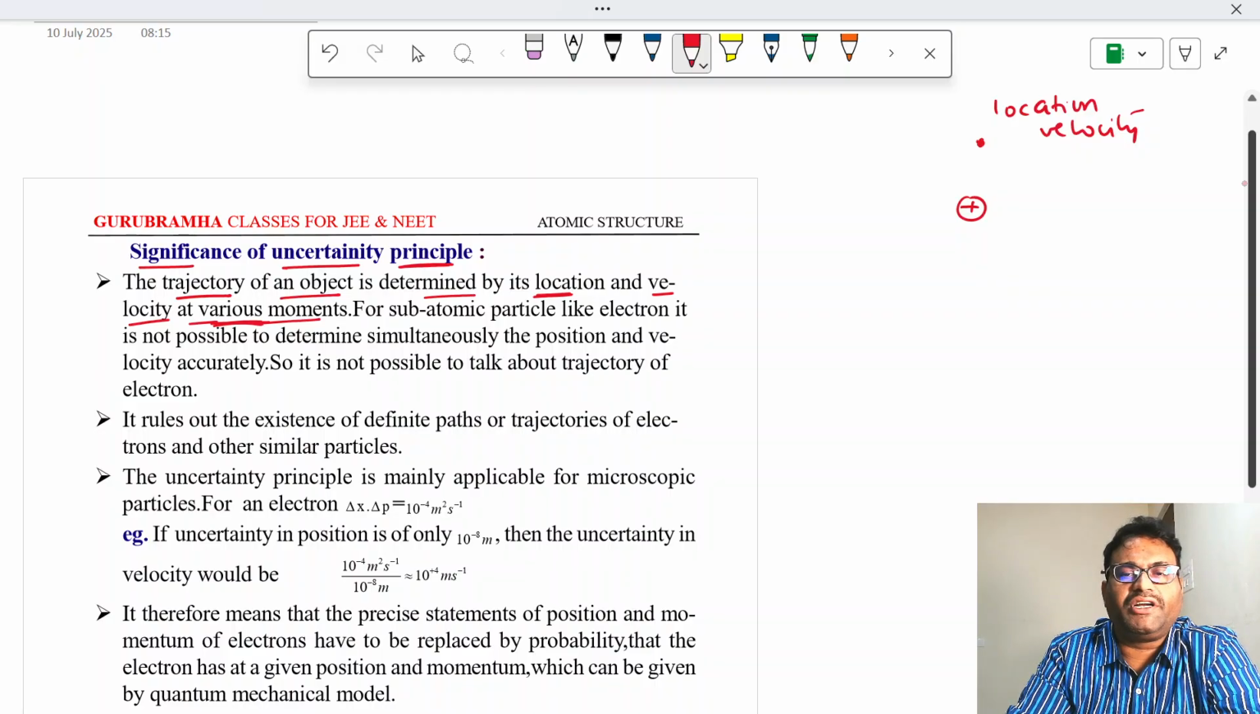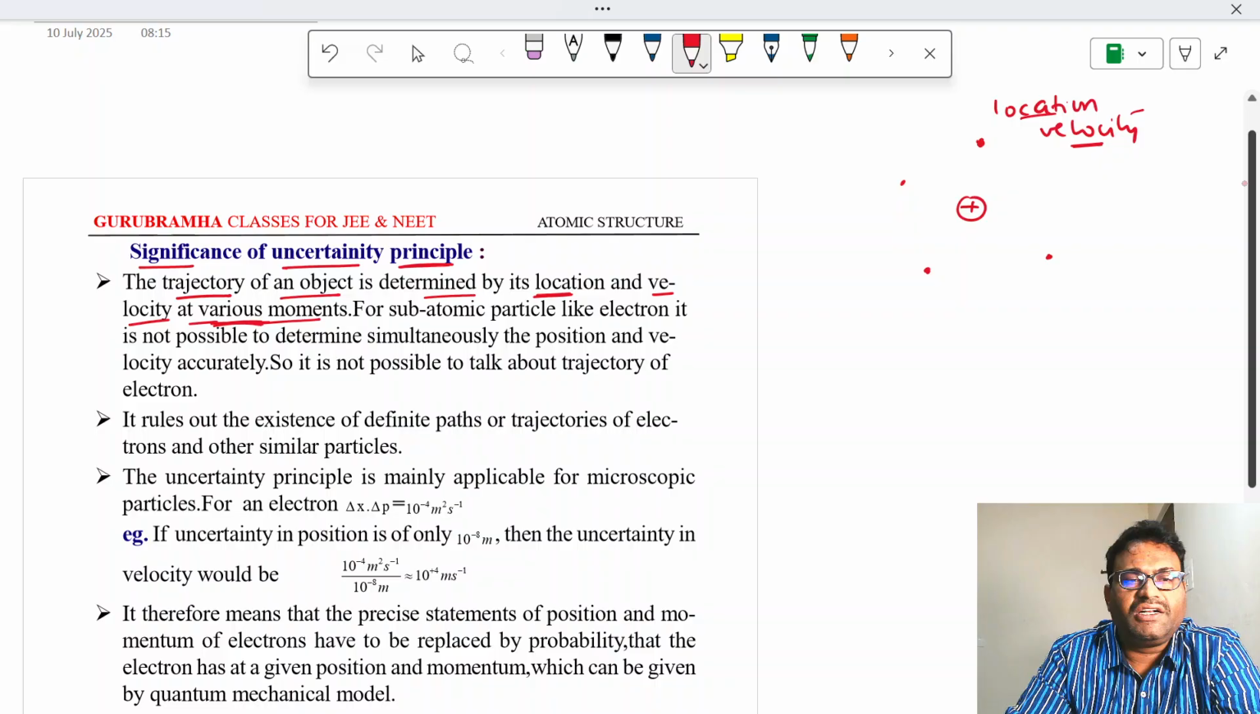After some moment, we find that its location is something like here. After some time, its location and velocity is something like here. So if both location and velocity of a particle are determined at different moments, then we can find the trajectory. Trajectory means the path or the direction in which the electron is moving. So that's called trajectory.